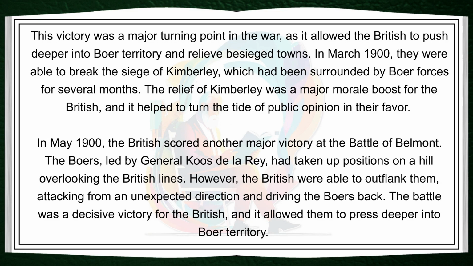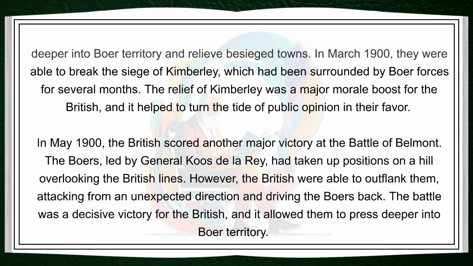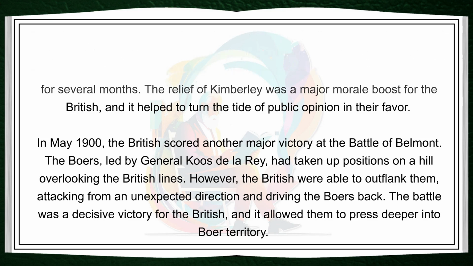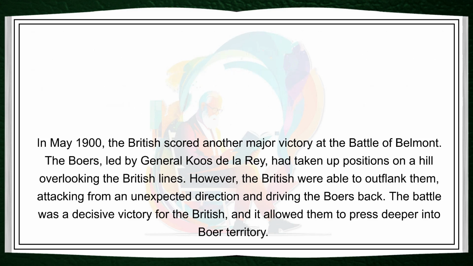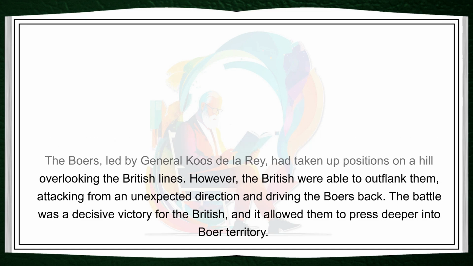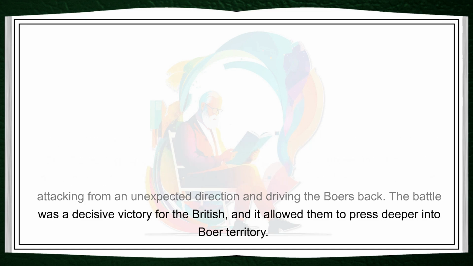In May 1900, the British scored another major victory at the Battle of Belmont. The Boers, led by General Coos de la Rey, had taken up positions on a hill overlooking the British lines. However, the British were able to outflank them, attacking from an unexpected direction and driving the Boers back. The battle was a decisive victory for the British, and it allowed them to press deeper into Boer territory.